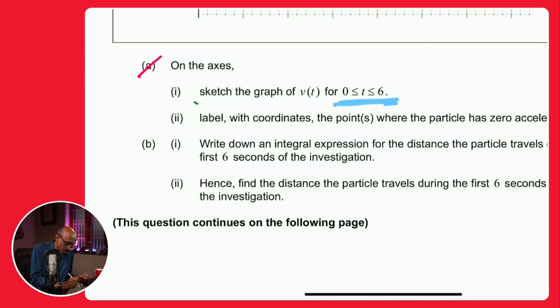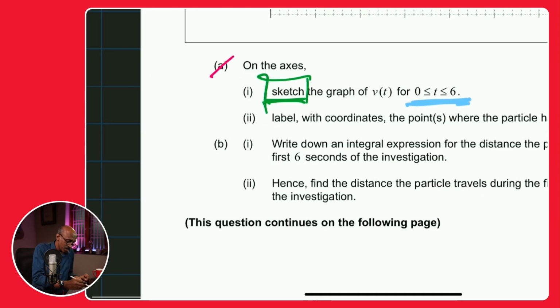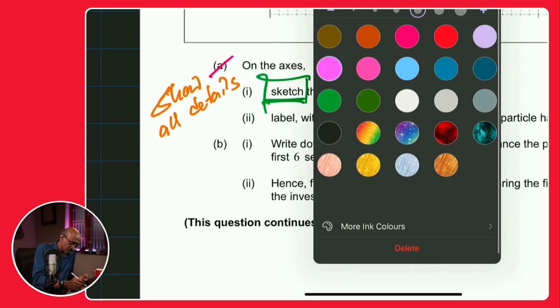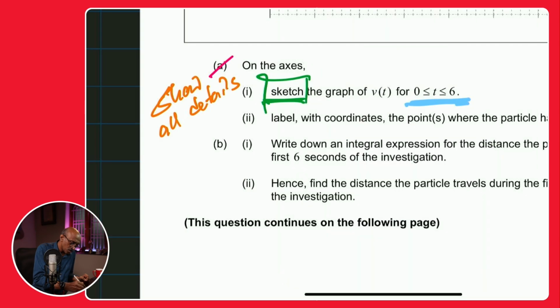Whenever you see this word sketch, in the IB terminology, it literally means show all details. I'm going to write that word down here: show all details, even if they've not mentioned. The moment you see the word sketch, it means show all the details that you can see on your graph.